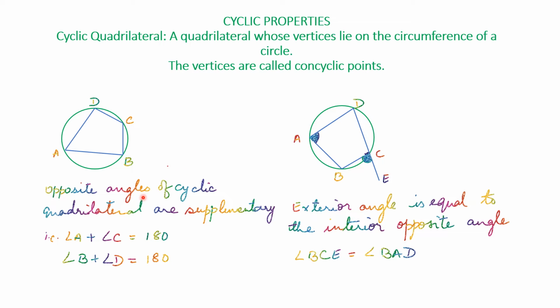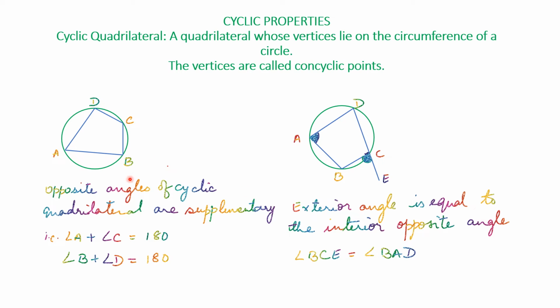Now there is a wonderful property of a cyclic quadrilateral, which is that the opposite angles of a cyclic quadrilateral are supplementary. So if I know angle C, I can find out angle A, and if I know angle B, then I can find out angle D. So angle A plus angle C is equal to 180, and angle B plus angle D is equal to 180.